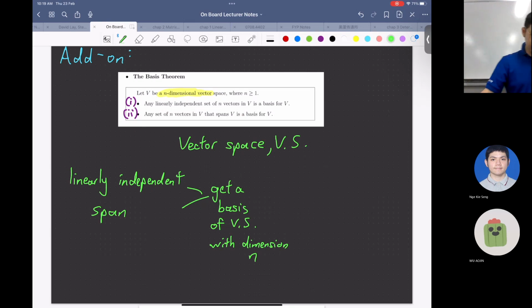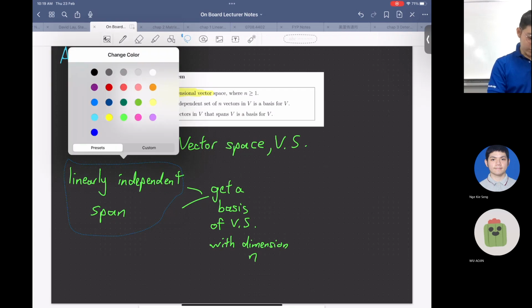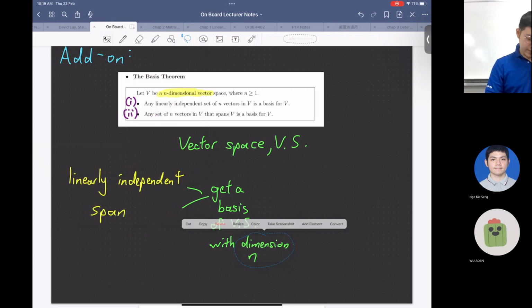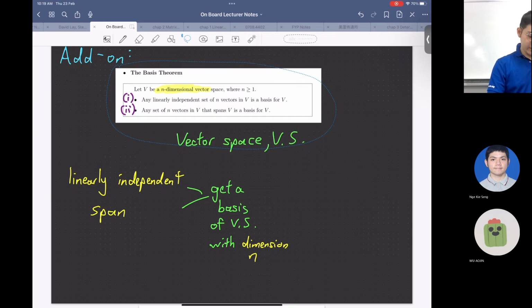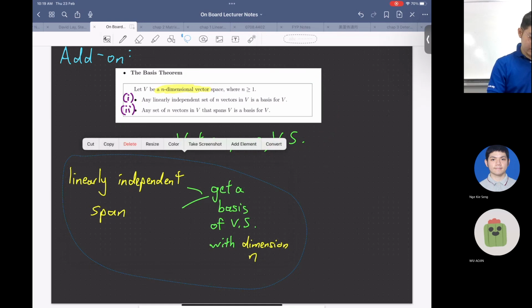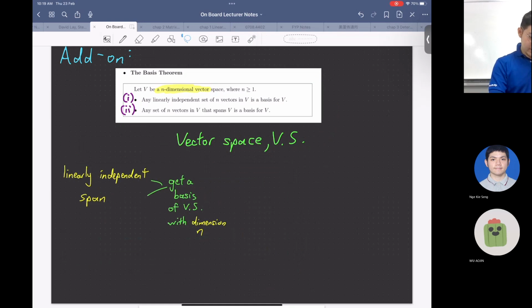Okay, but let's say the game changed now. How to change the game? So let me make it smaller a bit. What if first you start with dimension n? Then how to get a basis?